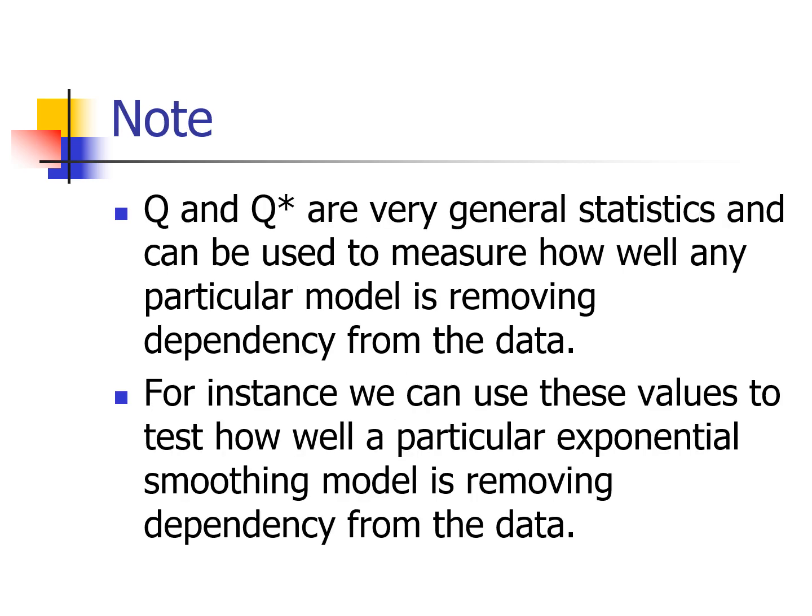Now, something to keep in mind, Q and Q star are very general statistics that could be used to measure how well any particular model is removing dependency from the data. So for example, we could use them on an exponential smoothing model to see whether there's any dependency left over. We could also use it on just a 5,1,2 model. So it becomes a little bit like a generalized Durbin-Watson test.